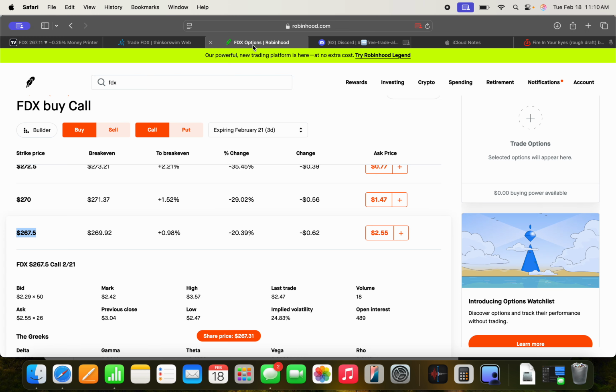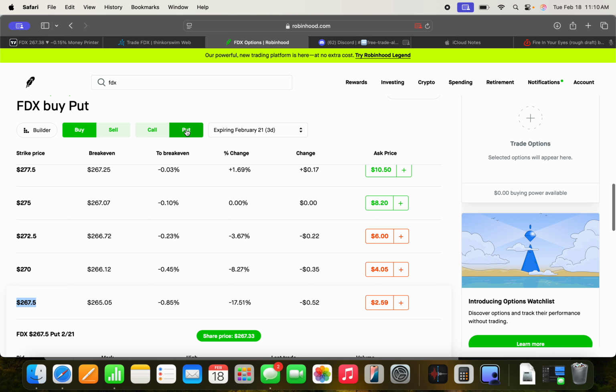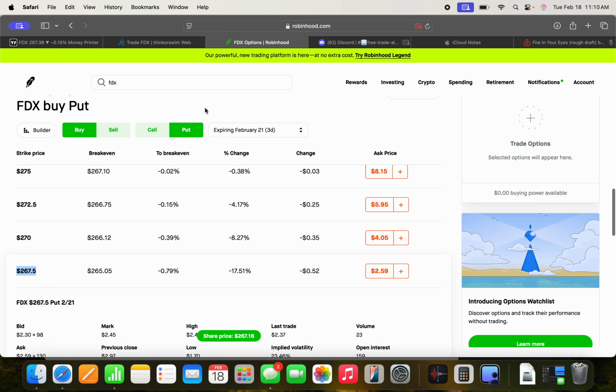On Robinhood, it's going to be at the top. Up here where the two red things are, it's going to say buy, sell. It's going to say call and put. So since I'm expecting for a put, according to the signal, I'm going to press put, just like that. Right? You're going to press buy, put.